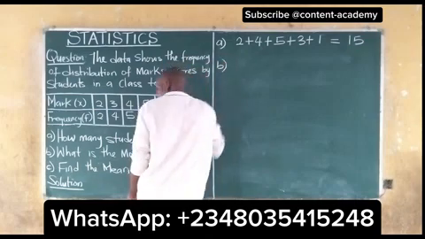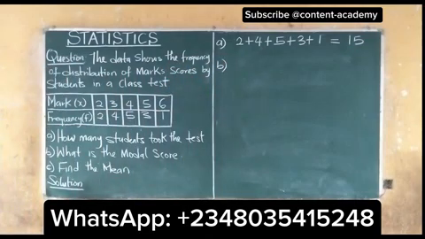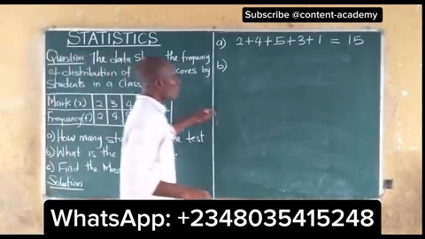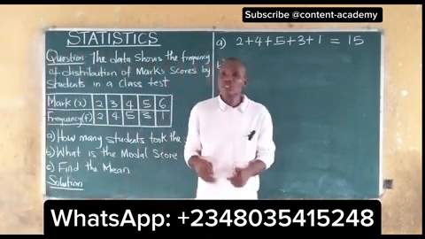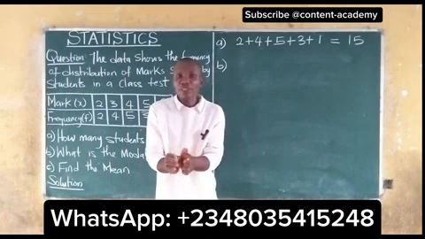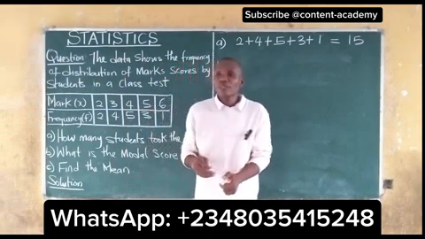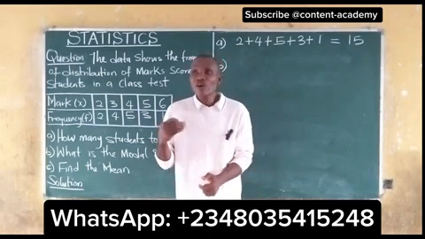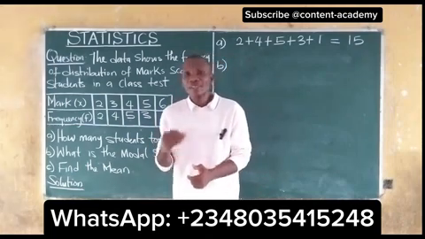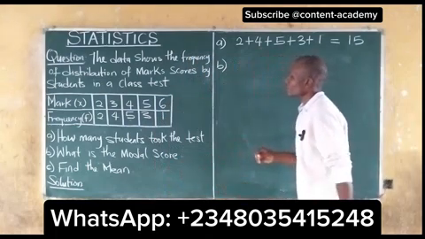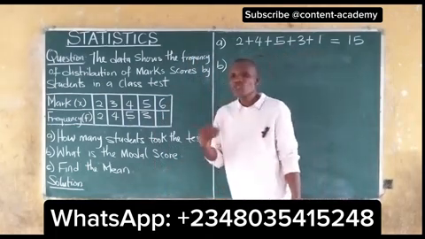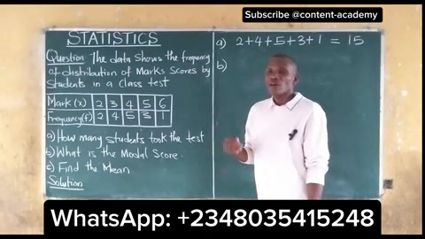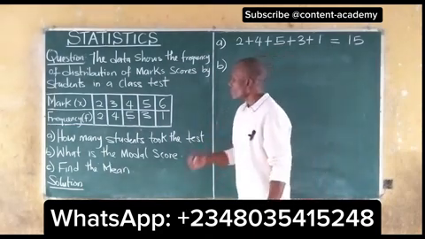B. All right. What is the mode? What is the mode when we are talking about statistics? The mode is the highest frequently occurring number in a data set. So that is how we can obtain the mode. The most frequently occurring number of a data set is called the mode.